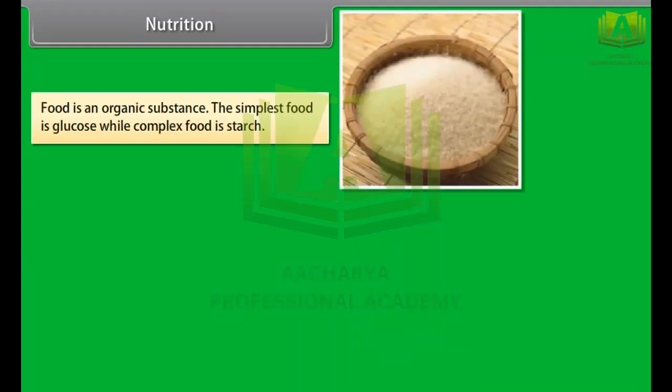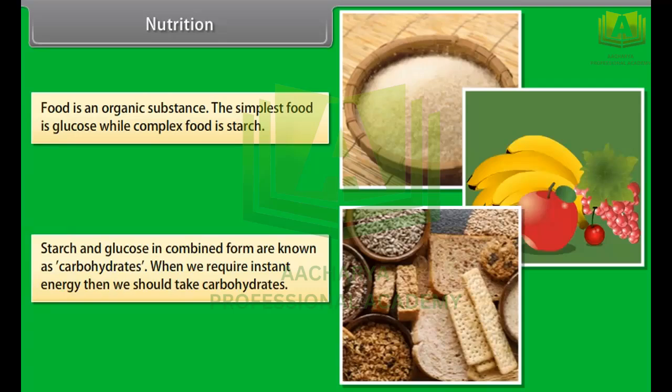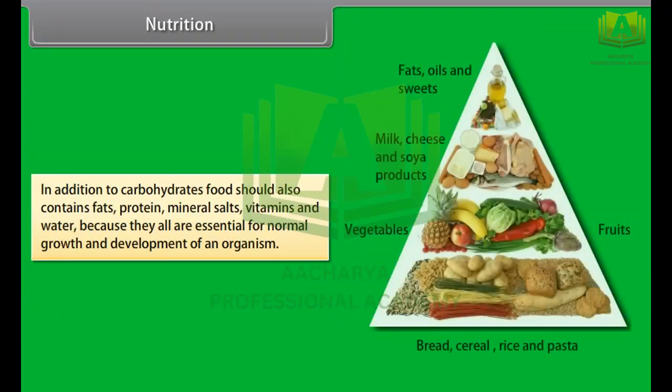Food is an organic substance. The simplest food is glucose, while complex food is starch. Starch and glucose in combined form are known as carbohydrates. When we require instant energy, we should take carbohydrates. In addition to carbohydrates, food should also contain fats, protein, mineral salts, vitamins and water because they all are essential for normal growth and development of an organism.